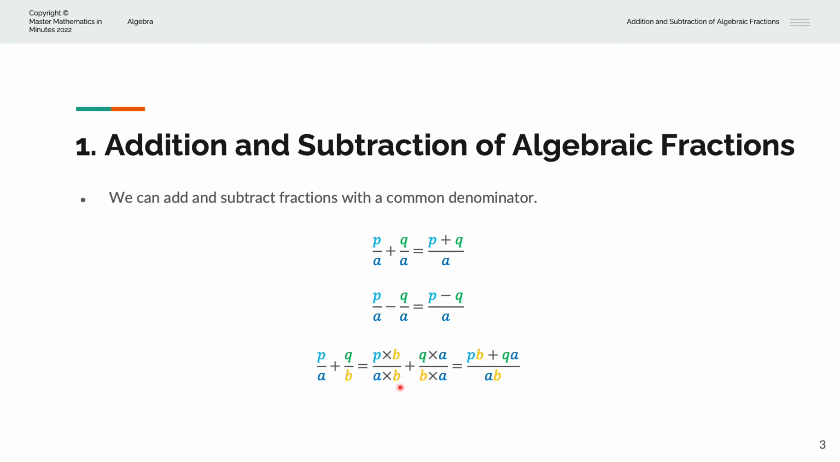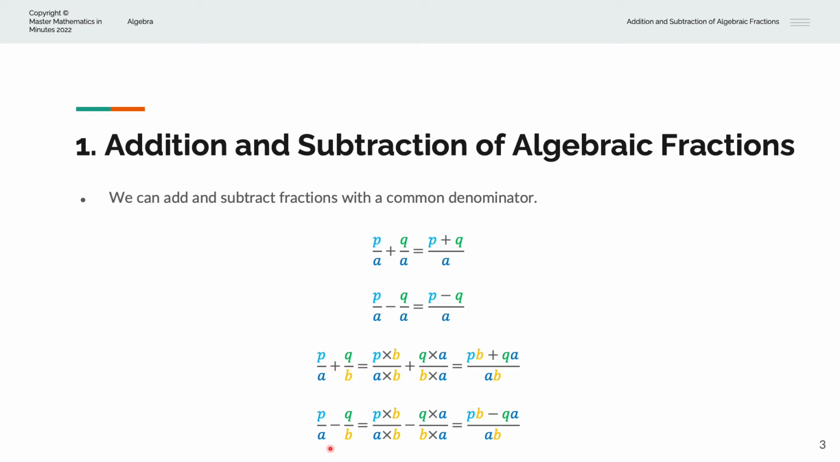the numerator and denominator. And similarly, for the second fraction, q over b, this time we'll multiply the numerator and denominator by a. So both q multiplied by a over b multiplied by a. And we now have these two fractions stated with a common denominator, which is a multiplied by b. Because of that, we're able to sum the numerator, and that becomes pb plus qa.